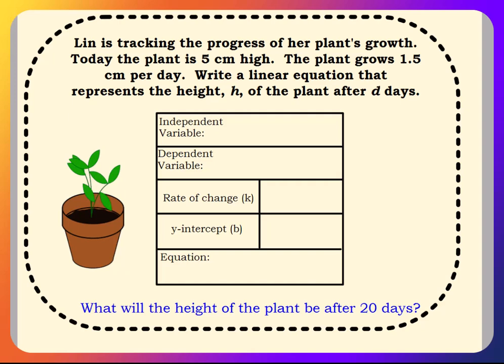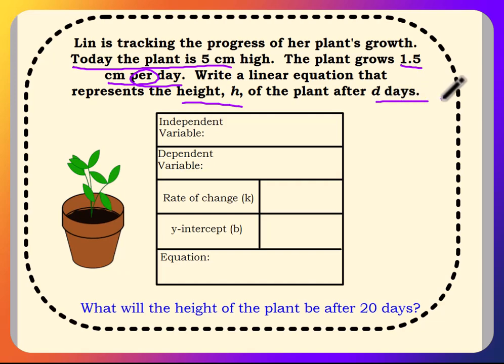Okay, next one. Lynn is tracking the progress of her plant's growth. So again, I'm going to annotate as I read the problem. Today, the plant is 5 centimeters high. The plant grows 1.5 centimeters per day, 1.5 per day. So write a linear equation that represents the height h of the plant after d days. Okay, independent, dependent. We're not given the x and the y. The variables that we're given are h for the height and d for the days.